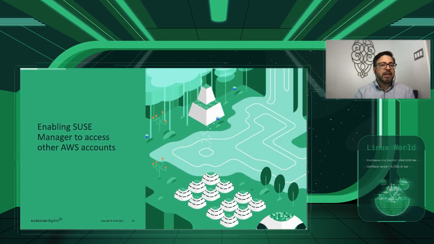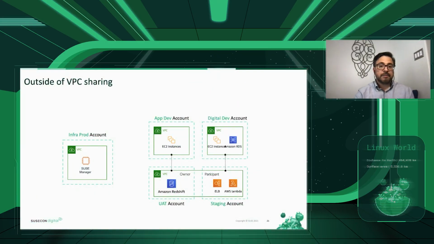So what do we do with the other AWS accounts that are not part of the shared VPC? In order to simplify the diagram, I removed the accounts that were using the production shared VPC that was created by the infrastructure account. SUSE Manager is still in the infrastructure production account, and this diagram shows the rest of the accounts from the original diagram that did not participate in the shared VPC. The other accounts still have EC2 instances that need to be able to connect to SUSE Manager.